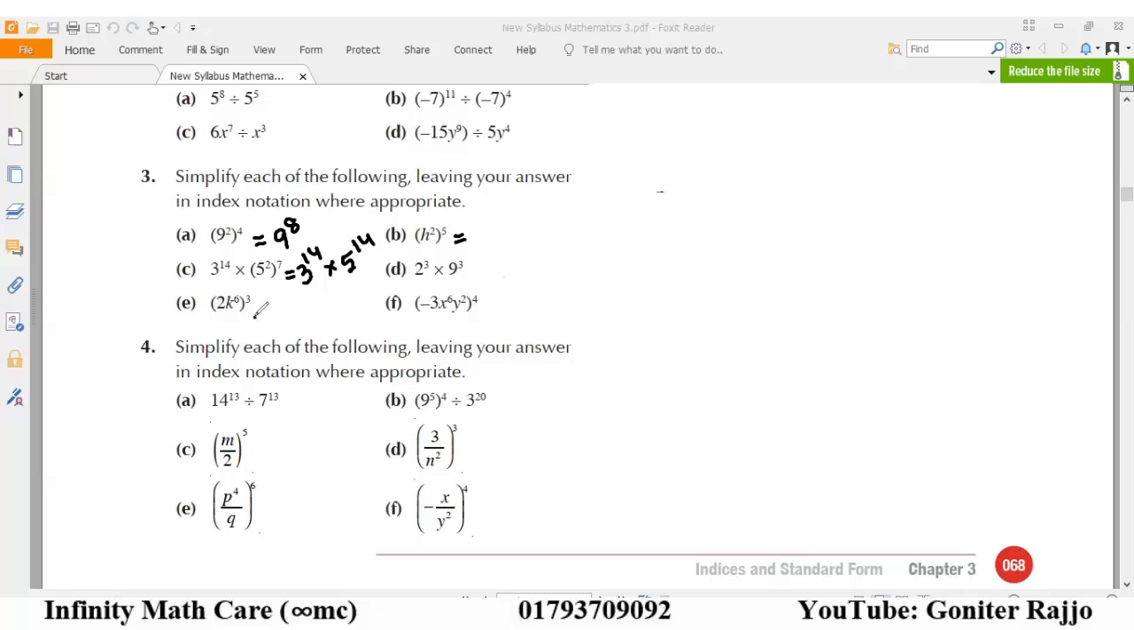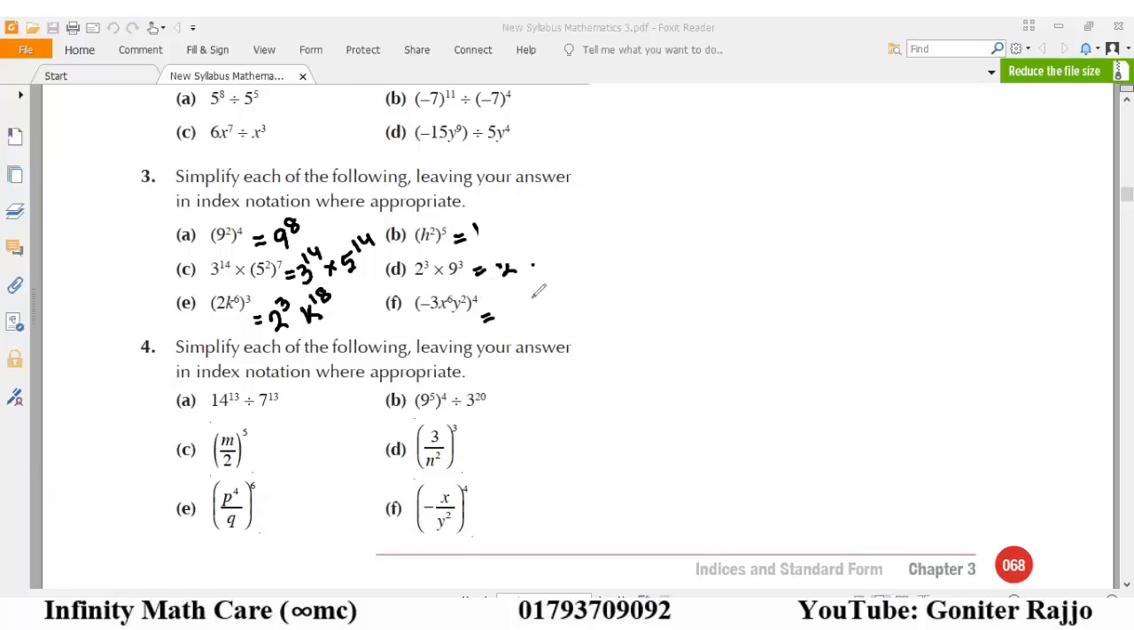Number E. Number E, we have to multiply both powers. That means what is the power of 2? That is 1. Power of k, that is 6. So it should be 2 to the power 1 into 3, that is 3. K to the power 6 multiplied by 3, it will be 18. Okay. So our final answer should be 2 cube into k to the power 18. Simple.